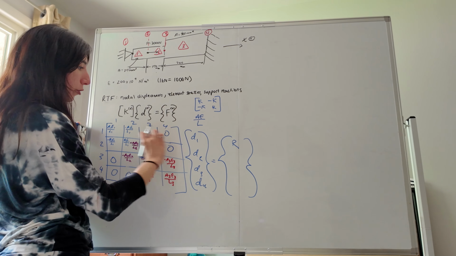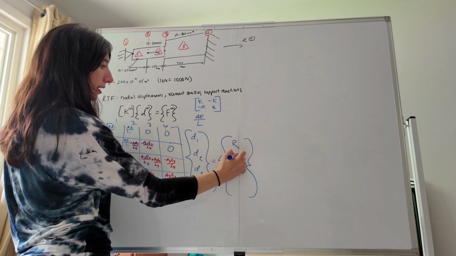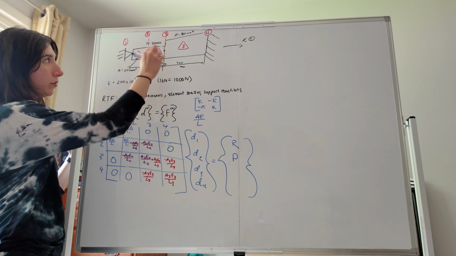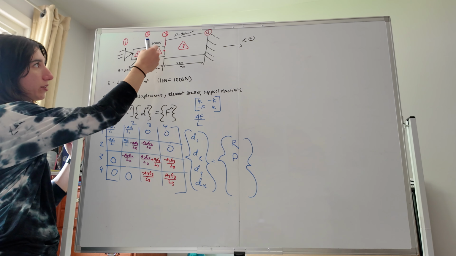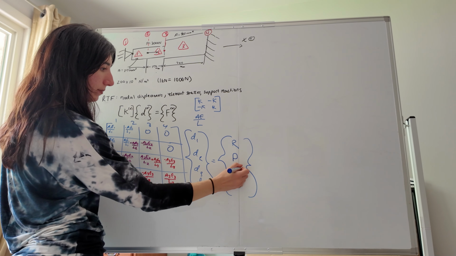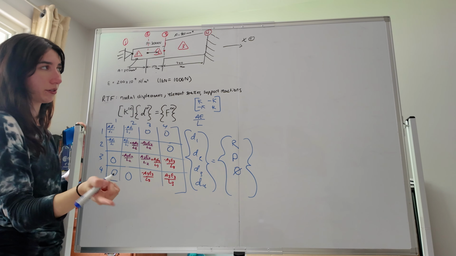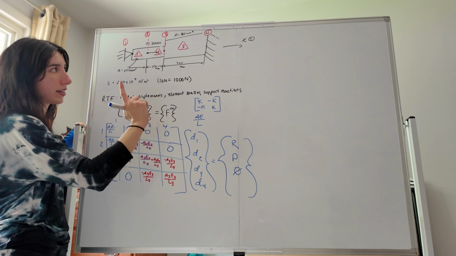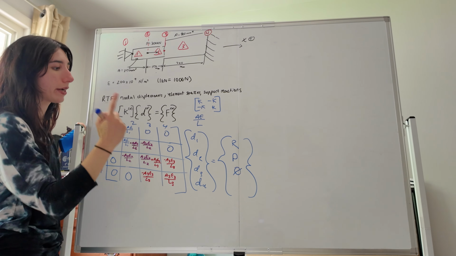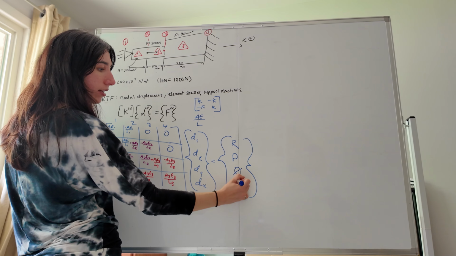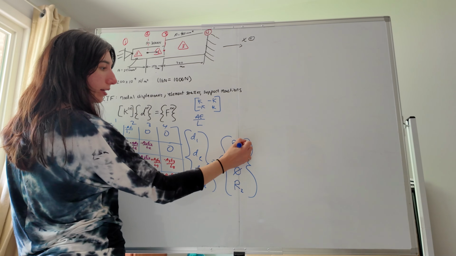We have force P, which is 300 kilonewtons in the positive direction, which is the right. So in row 2, I'm going to put P. We do not have any externally applied force at node 3, so this becomes a 0. And then at node 4, no externally applied force, but it is fixed at a wall, and the wall will have a reaction force. So I put R2, and I'll make this R1.